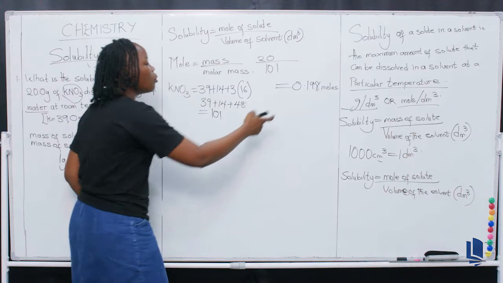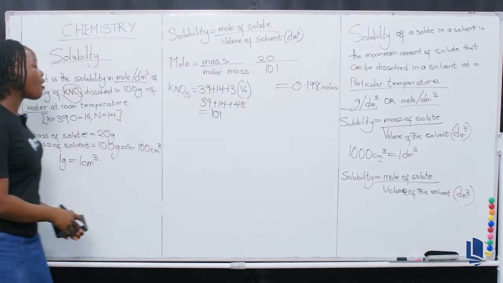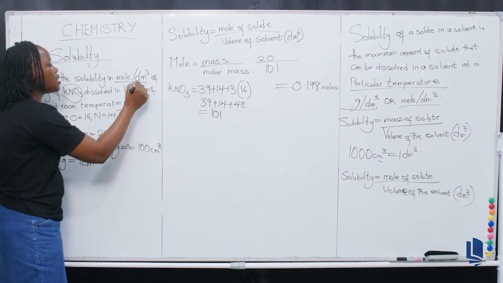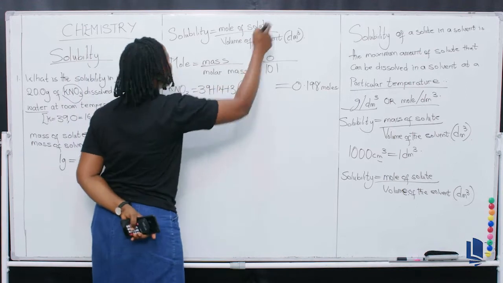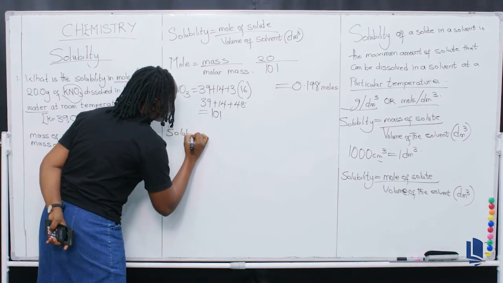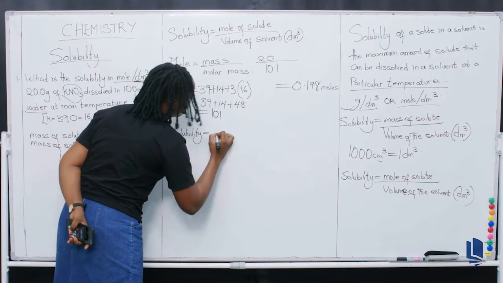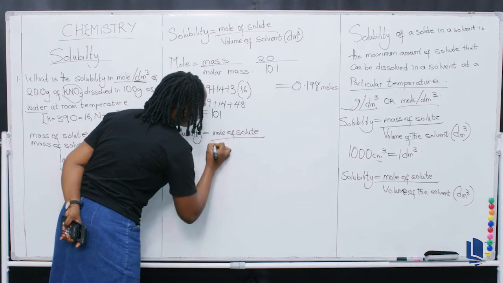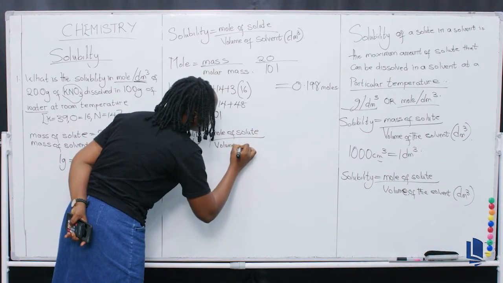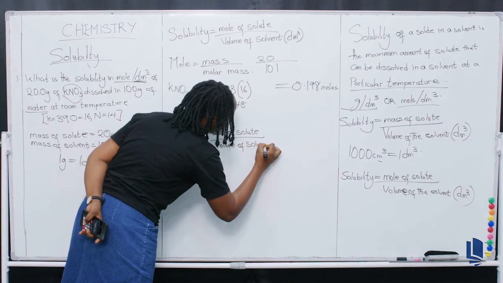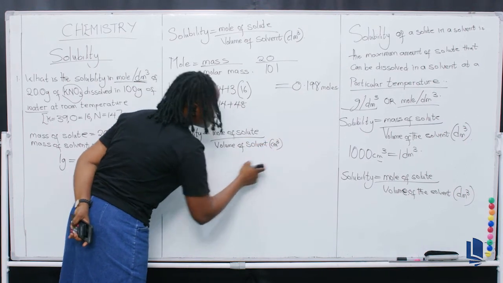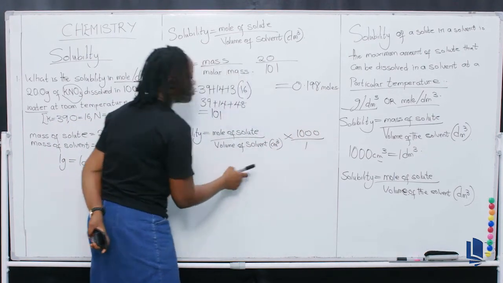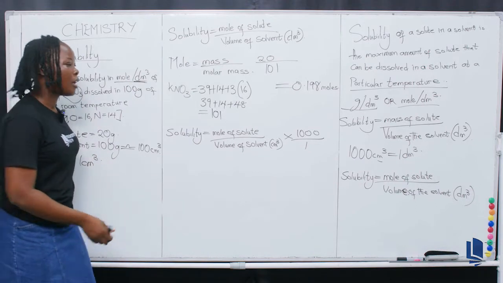Now we've gotten our number of moles, so we can use this formula. But our volume is in cm cube and not dm cube, and we're told to calculate in dm cube. I can also write this formula as solubility equals mole of solute over volume of solvent in cm cube. I'm to divide this by 1,000, so it will be times 1,000 over 1. Any question here? Any question how we got this?